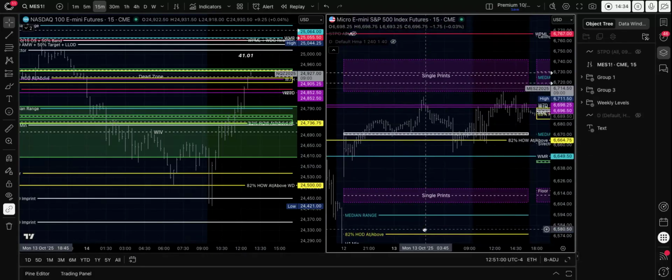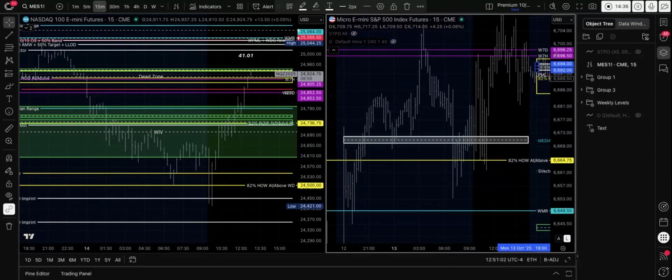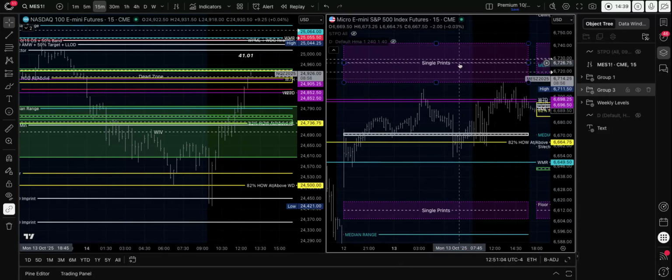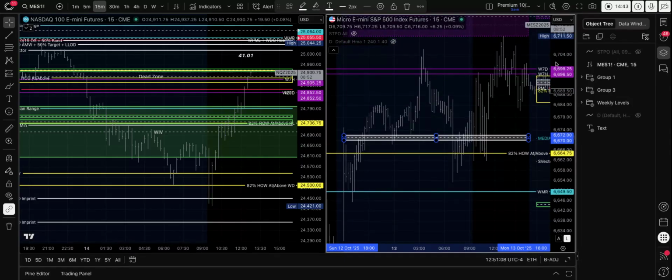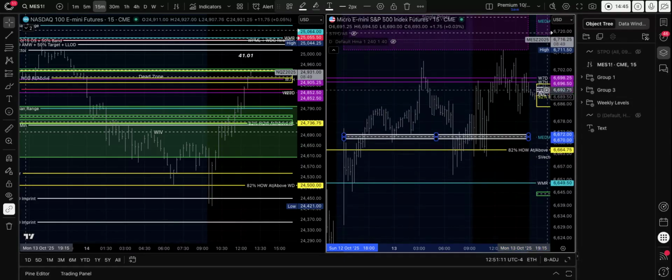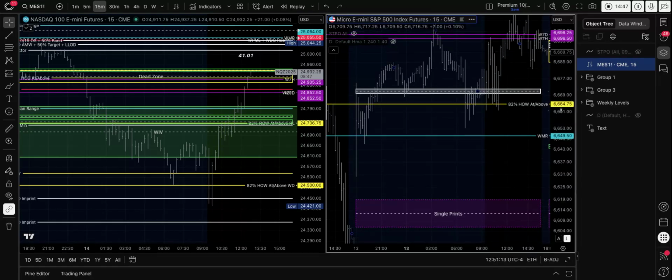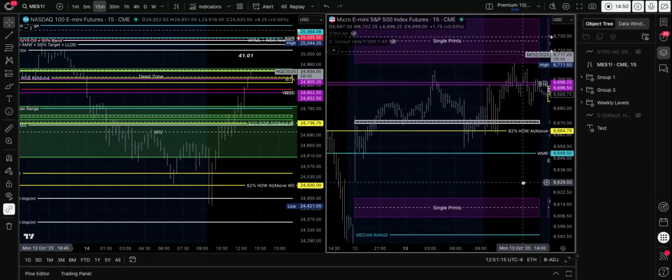That's on the NASDAQ, and then on ES, I have a little bit of different information. I include order flow info like single prints. I get my pivot from the milk analysis charts also in the Discord. I include a lot of the same information.